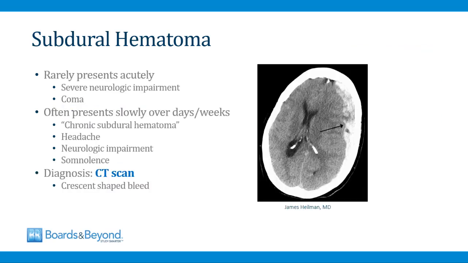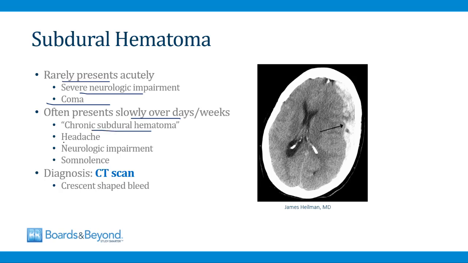So as I said before, subdural hematoma usually does not present suddenly. This can happen in rare cases, and these patients present with severe neurologic impairment and coma. Usually these patients have had a very, very large subdural hematoma. More often, it presents slowly over a few days or weeks. This is referred to as a chronic subdural hematoma.